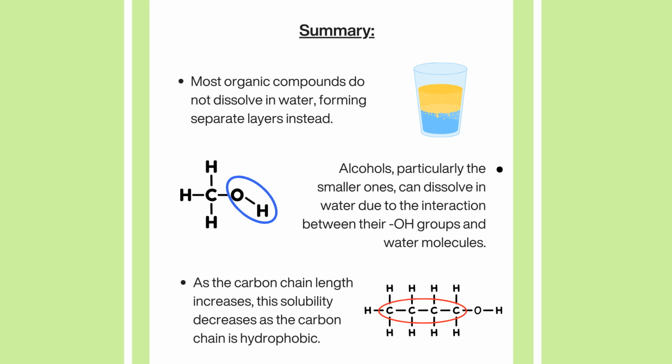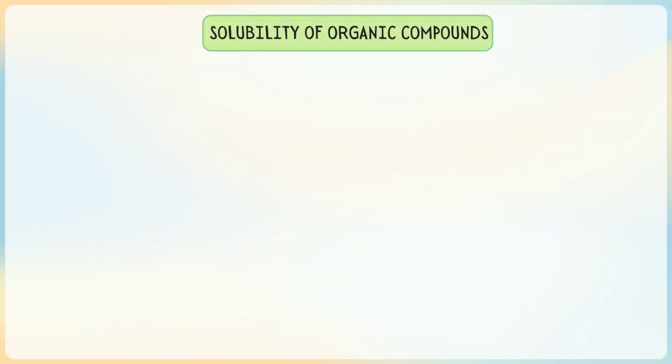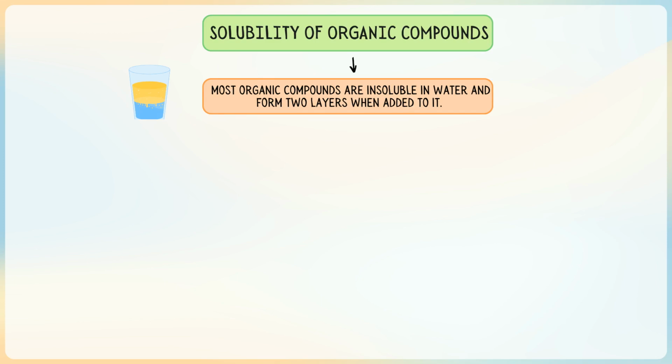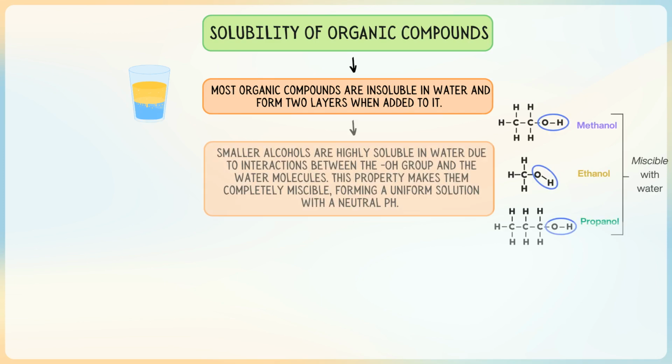In today's lesson, we examined the solubility behavior of organic compounds, with a focus on alcohols. We learned that most organic compounds are insoluble in water and form two layers when added to it. We then recognized how smaller alcohols are highly soluble in water due to interactions between the OH group and the water molecules. This property makes them completely miscible, forming a uniform solution with a neutral pH.